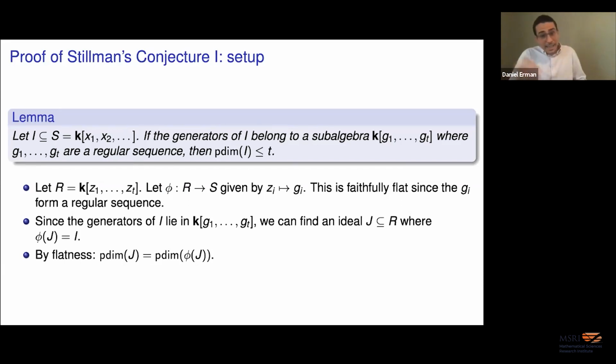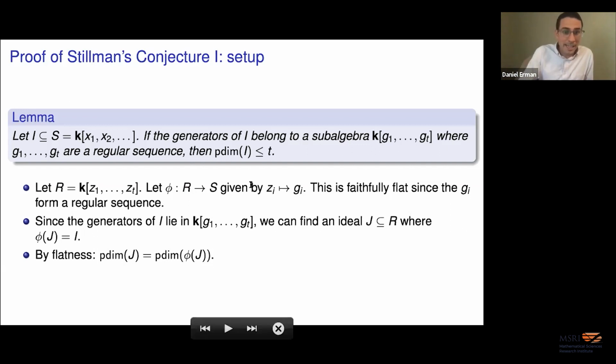So the proof is, you take a polynomial ring in T variables and you map it to S by sending the ith guy to G sub I. That's a faithfully flat map since the G's form a regular sequence. Then the generators of I live in the subalgebra. And so you can find an ideal in R, which pushes forward to give you I. And what you do is, for each generator, you write it as a polynomial combination of the G's, and then you replace the G's by the Z's, and that gives you your ideal J.